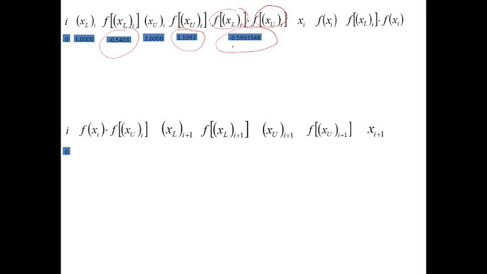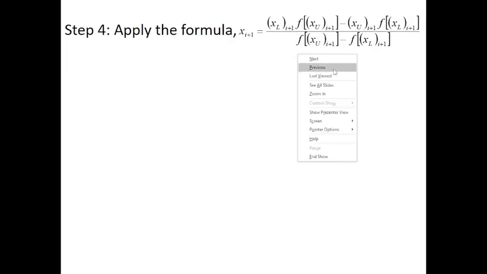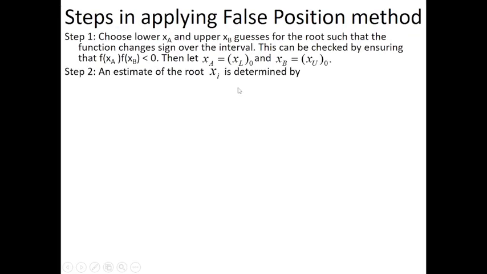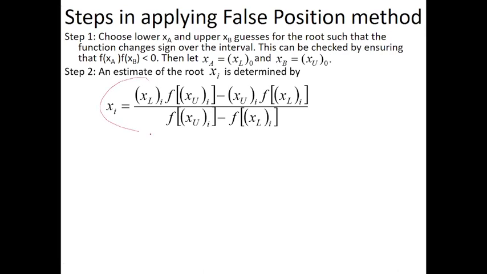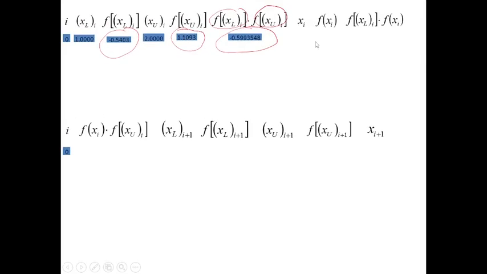Okay. Kunin natin yung x sub i using the formula. O, ano yung formula? Ito. x sub i equals x sub L i times f of x sub u i minus x sub u i times f of x sub L i, all over f of x sub u i minus f of x sub L i. Okay. So, i-apply natin yan. So, pagka in-apply na natin, makuha natin itong sagot na ito. 1.3275. Okay?